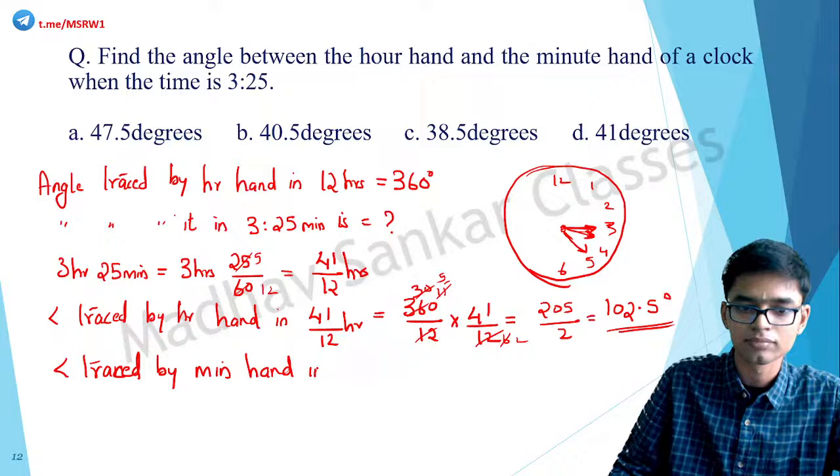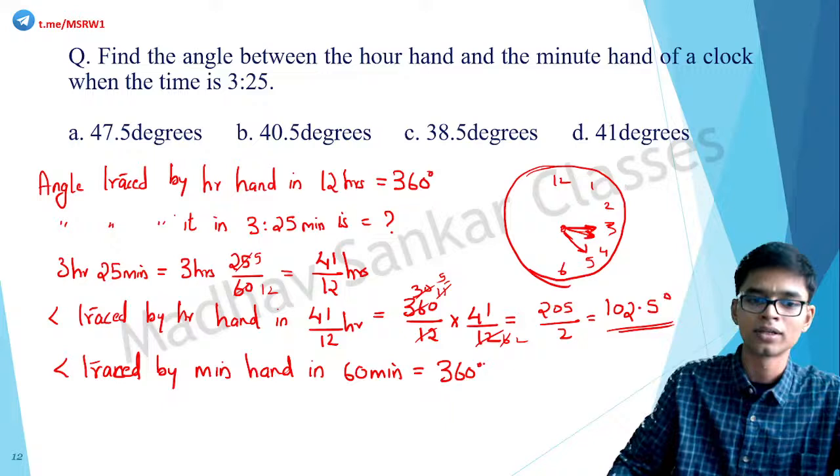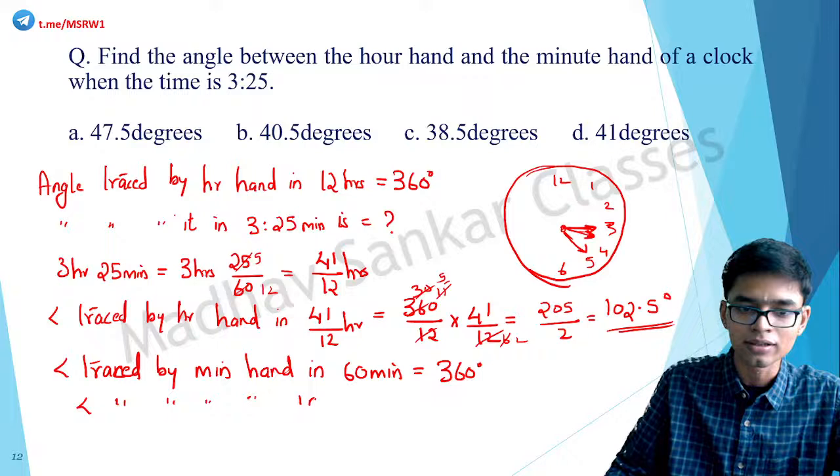Is equal to how much? In 60 minutes, what is the angle traced by the minute hand? 360 degrees. Correct. One full rotation. Now, the angle traced by the minute hand in 25 minutes is equal to what?